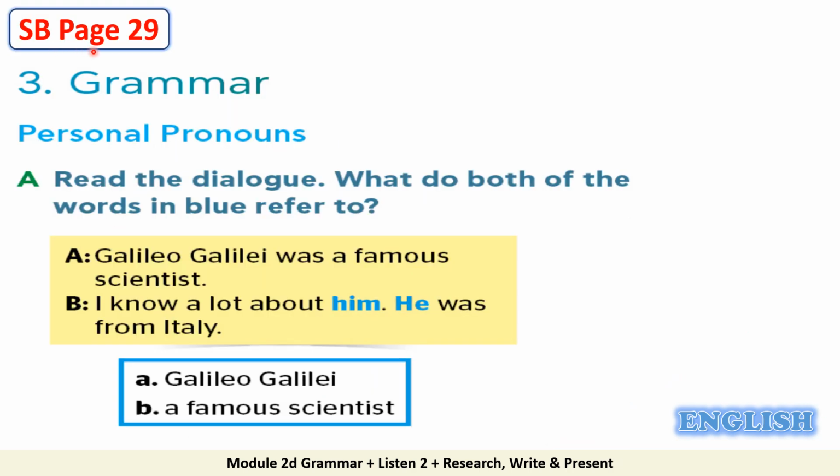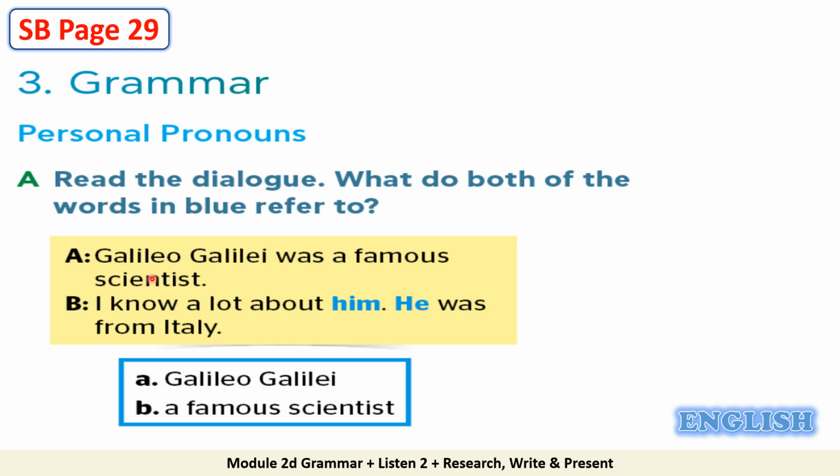In your student's book, page 29, go to part 3, Grammar. Personal pronouns. Read the given instructions for task A. Read the dialogue. What do both of the words in blue refer to? Let's together read the dialogue.